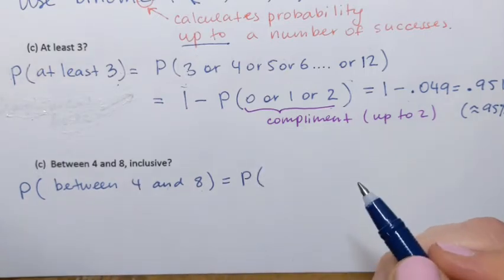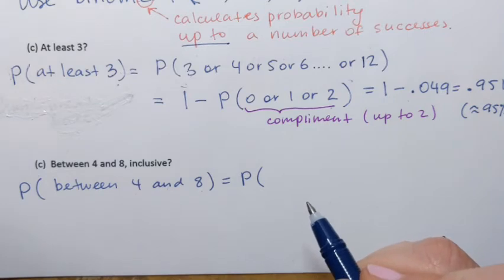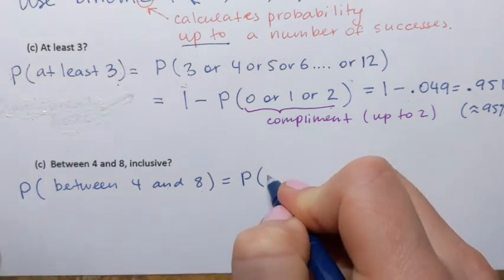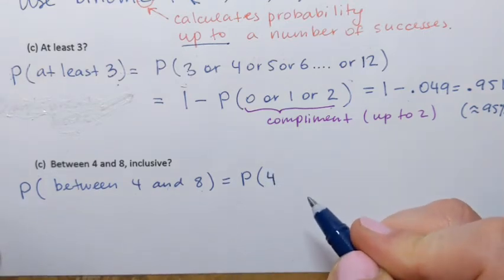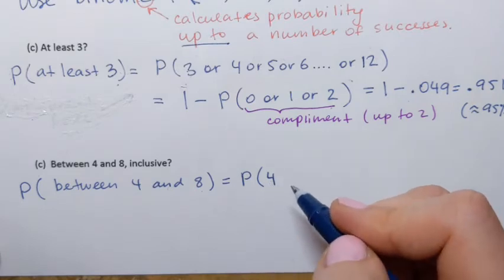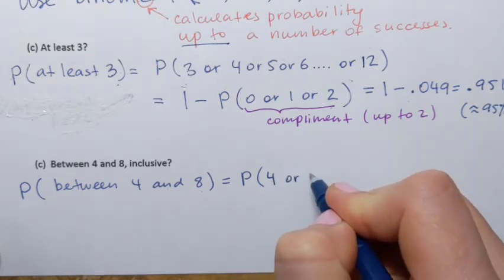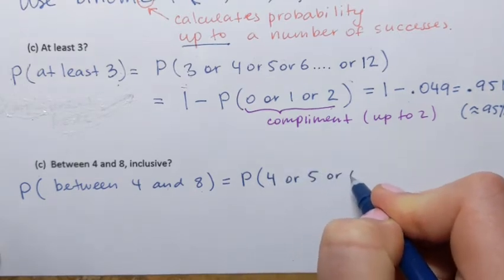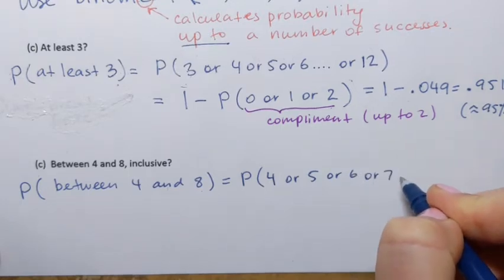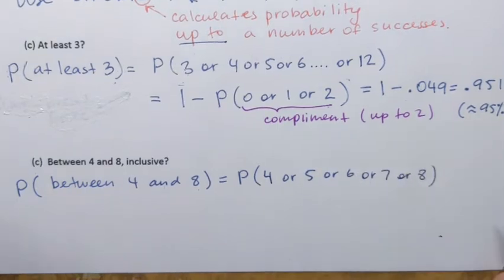So it means that we want to find the probability that he's either going to make 4 3-point shots, or 5, or 6, or 7, or 8. So that's the list of the desired outcomes. Let's think how we calculate this probability.